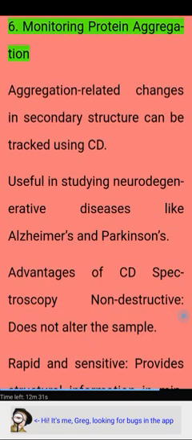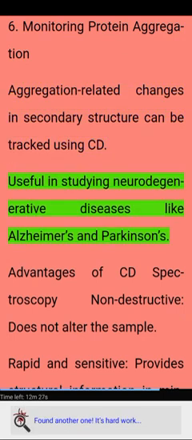6. Monitoring protein aggregation. Aggregation-related changes in secondary structure can be tracked using CD. Useful in studying neurodegenerative diseases like Alzheimer's and Parkinson's.